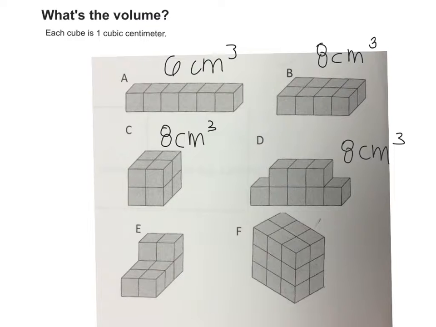They take up the same amount of space. But do they look the same? So different three-dimensional figures can have the same volume even if they look different. See that? As long as they take up the same amount of space. What about figure E? 8 cubic centimeters. So another figure that looks different as well, but it takes up the same three-dimensional space.